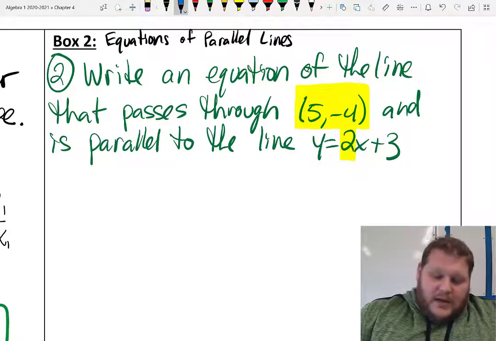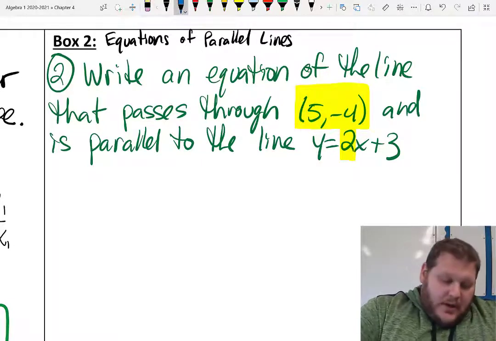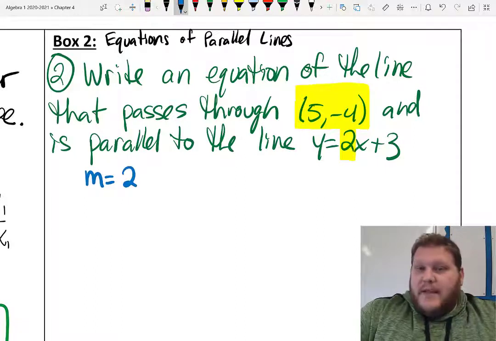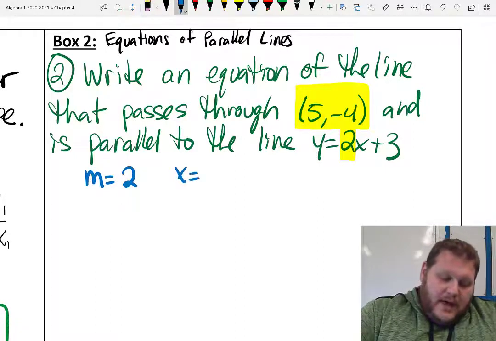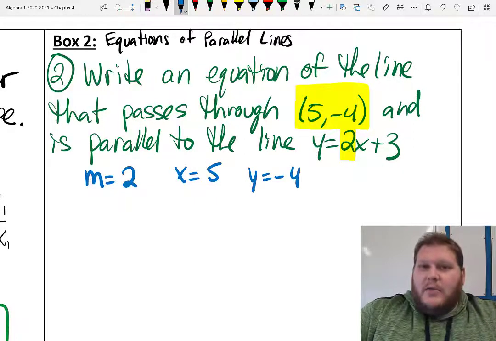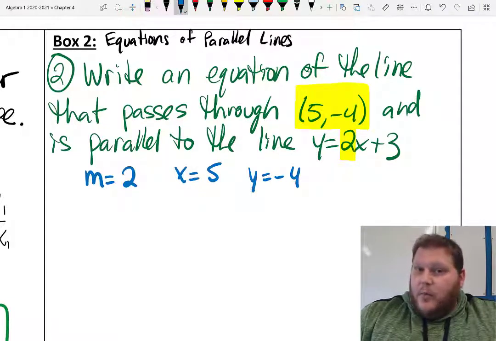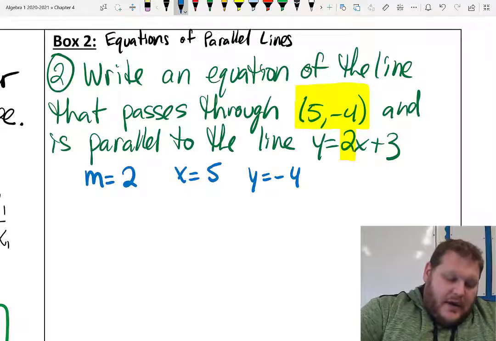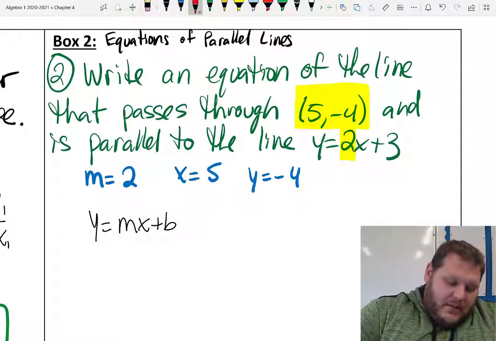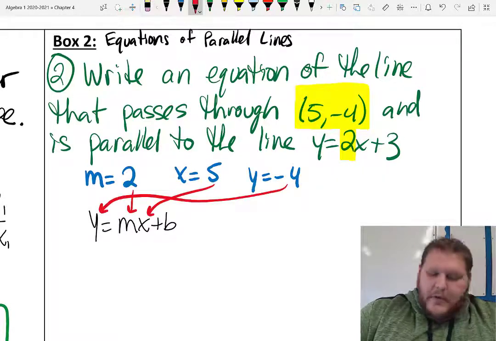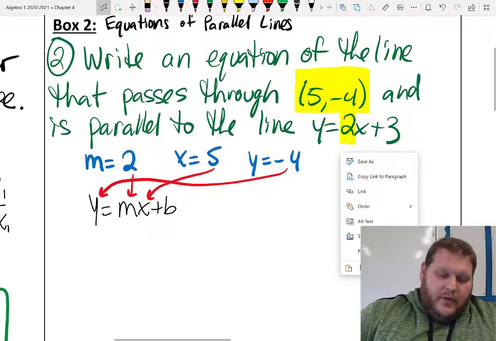So if I'm writing the equation of the line using that information, I know I want my slope to be positive 2, and the x value is 5, the y value is negative 4. I have those three pieces of information. Just like we did in 4.2, I can utilize slope-intercept form, y equals mx plus b, and start substituting. My m is 2, my x is 5, my y is negative 4. So plug those three things in there and solve for b.